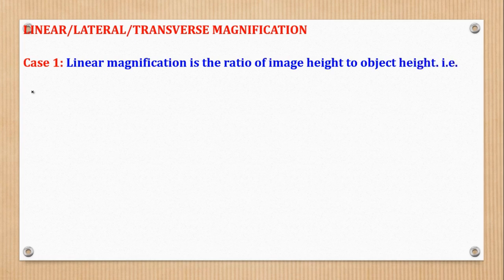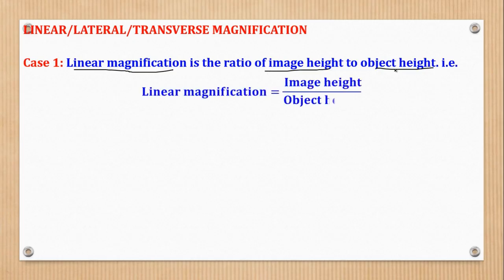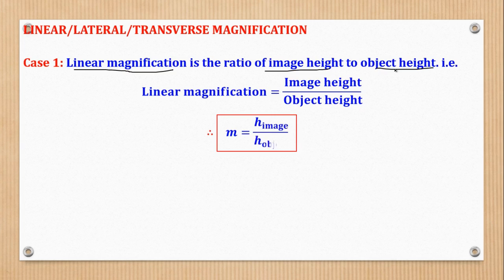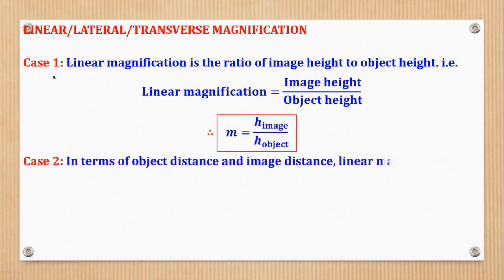There are various ways in which linear magnification can be expressed. It can be expressed in terms of heights, or in terms of image distance and object distance, or in terms of focal length and object distance, any. We shall look at all those 4 cases. The first case comes from the definition: linear magnification is the ratio of image height to object height, so M is equal to H image over H object. That has been the first one.